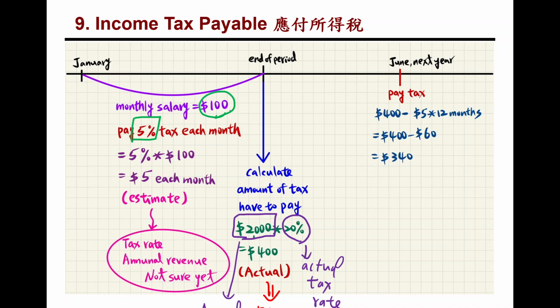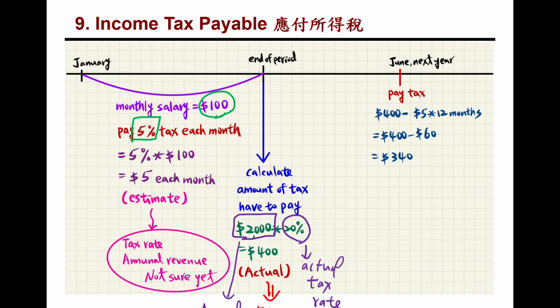$400 minus the $5 I paid each month, right? For the past 1 year, 12 months. So how much do I still owe the government? $340. So this is my income taxes payable. Okay? I still owe the government $340.